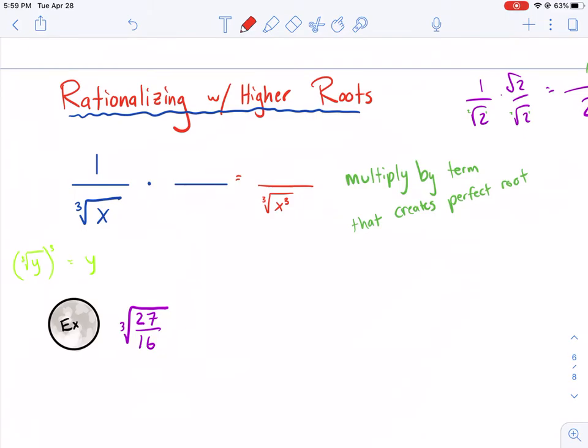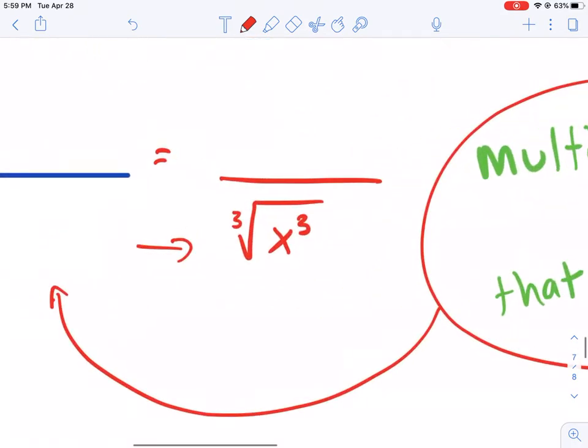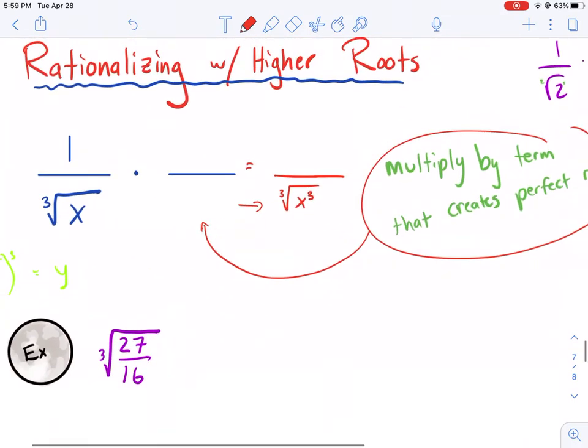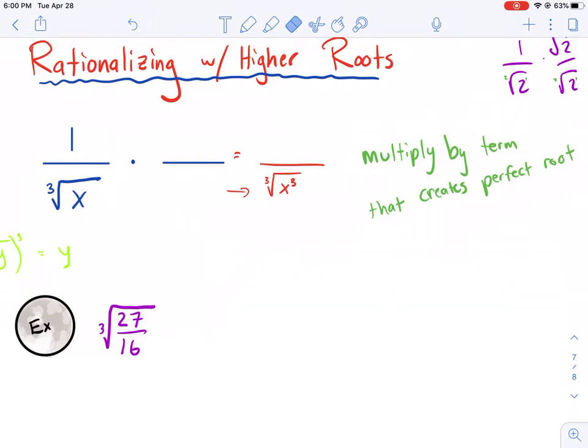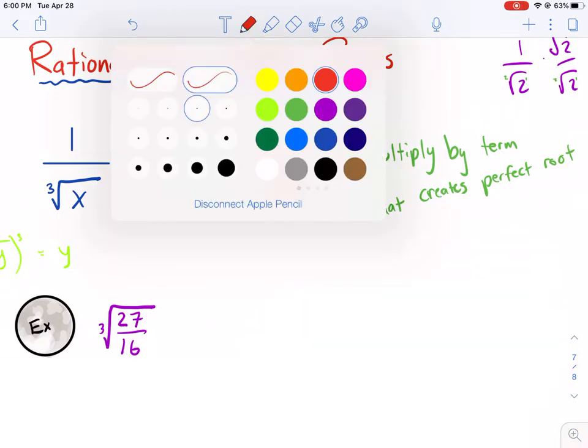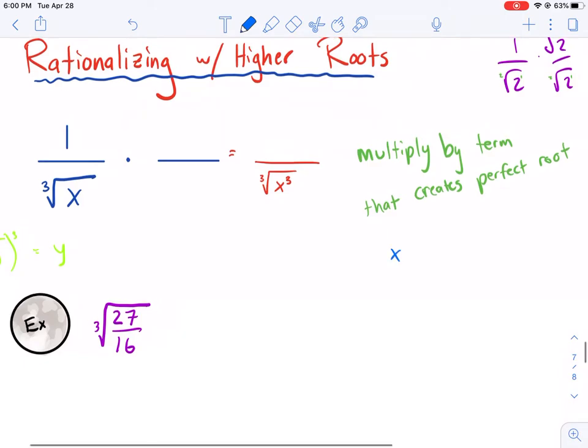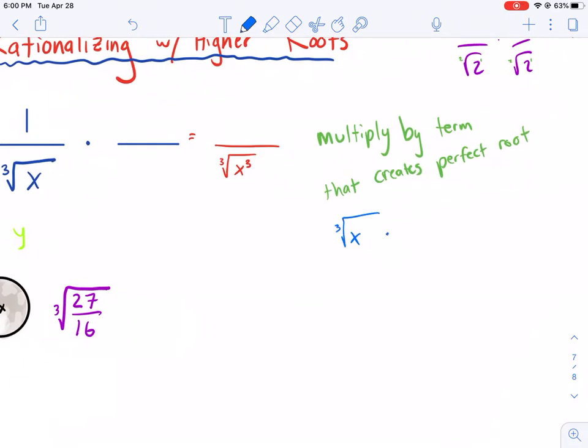We want to multiply by a term that creates a perfect root. In this case, it's a cube root, so we want something that can be cube rooted, and that is x cubed. So how do we get there? That's the second question. How do we get to that cube root? Well, let's go over here and explore this idea. So if we have the cube root of x, we want to multiply it by something, that unknown, that's going to go here. Let's actually highlight in green. So we're going to multiply it by something, by the top and the bottom. That's going to equal the cube root of x cubed.